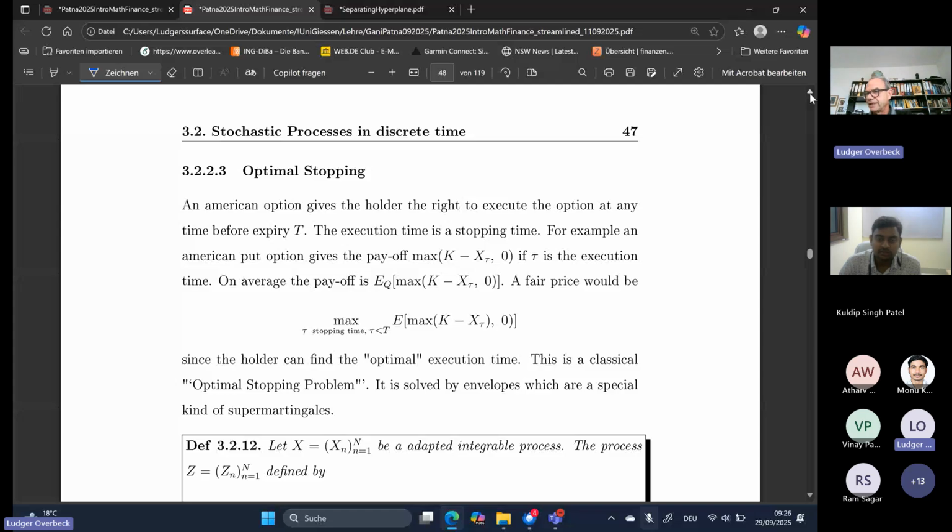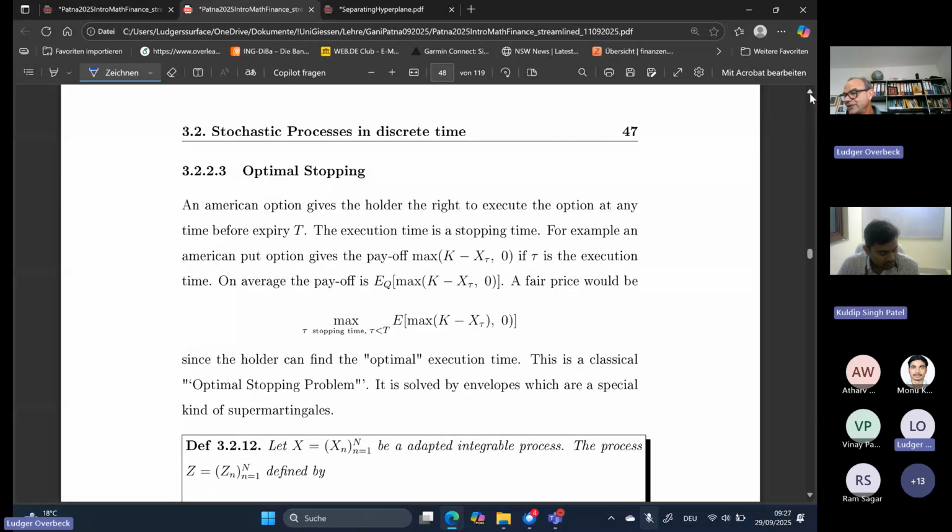The optimal stopping. How is this related to option pricing? That's what's called an American option. An American option gives the holder the right to execute the option at any time before expiry. This means, you see, an American put option. I do put options because the call option, we have seen by arbitrage argument, has the same price as the European call option.